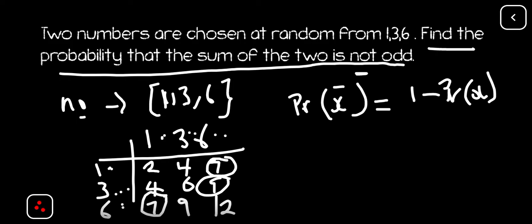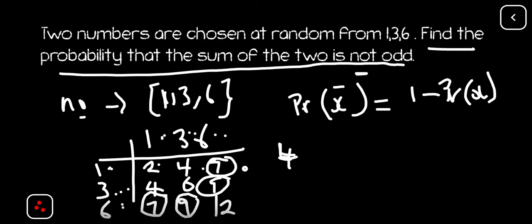Because of the arrangement, it's 6 and 3, 6 and 1, sorry. And then we have 9 here, 6 and 3. So we have 4 possibilities here that it could be odd. So 4 possibilities out of the total possible outcome. The total possible outcome here is the total sample space.